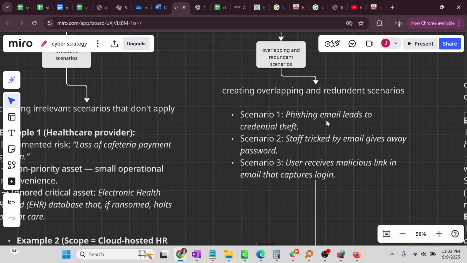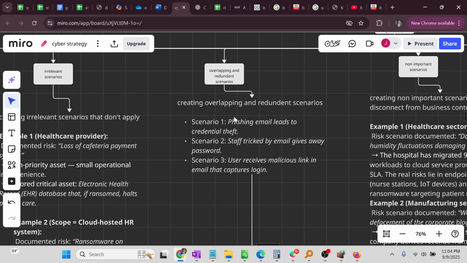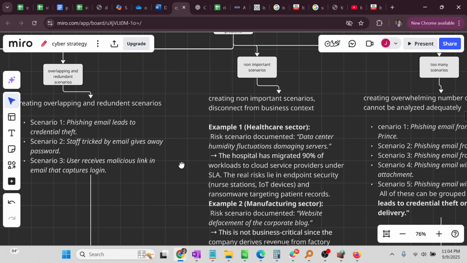For example, phishing email leads to credential theft. Well, this is one way. Another way, you are just reframing it and saying staff tricked by email gives away password. That's the same thing. User receives malicious link in email that captures login. As you can see, these are all the same scenarios, just with different wording. So you can have just one scenario as opposed to creating three scenarios.